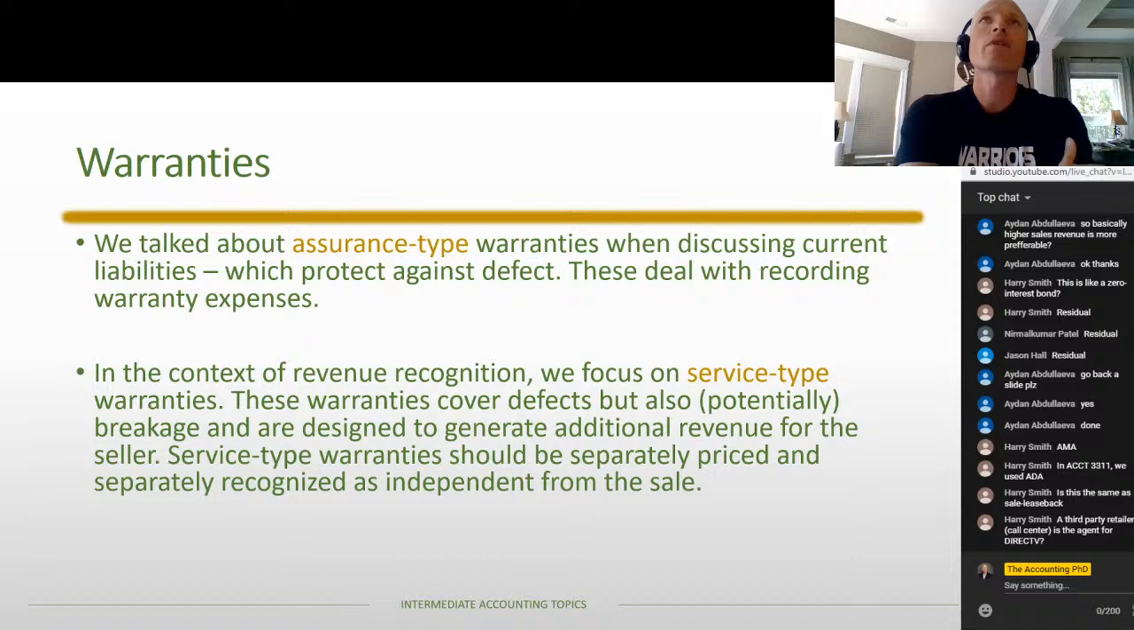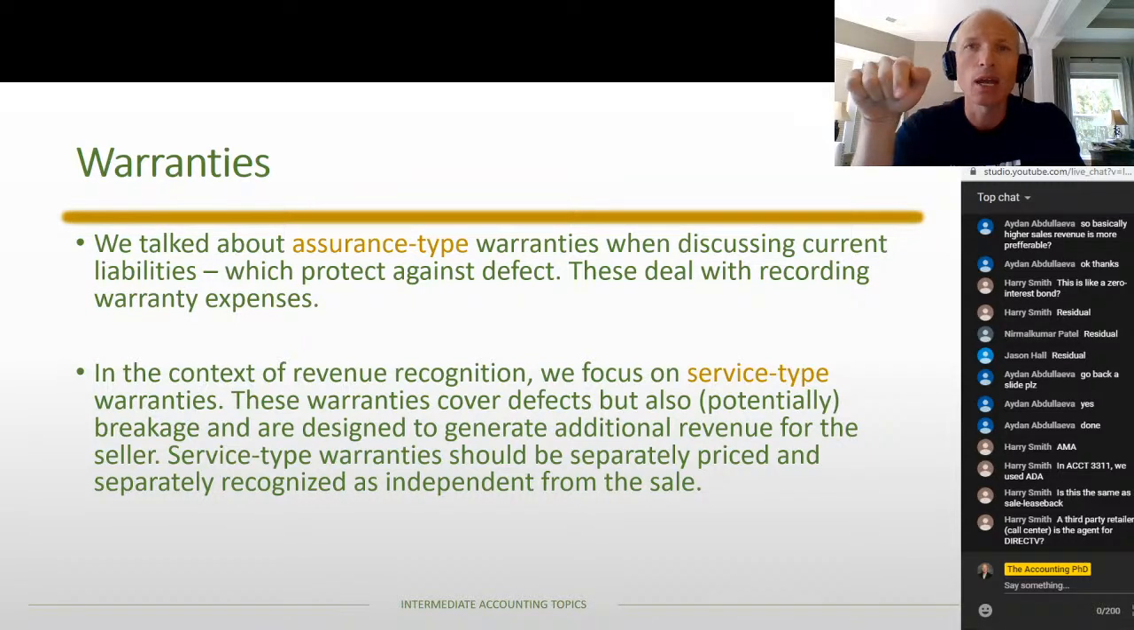In other words, if you ever have purchased virtually any electronic item, usually they offer you a protection, right? So you can buy your iPhone, and then they'll say, oh, for another $100 or $150, we can offer you a protection warranty. That is a service type warranty, and that would be recognized separately from the sale. Whereas an assurance type warranty might be a situation where if it's just defective, they'll give you a new one. And those are just different types of warranties. With service type warranties, it really should be separately priced and recognized, independent from the sale.